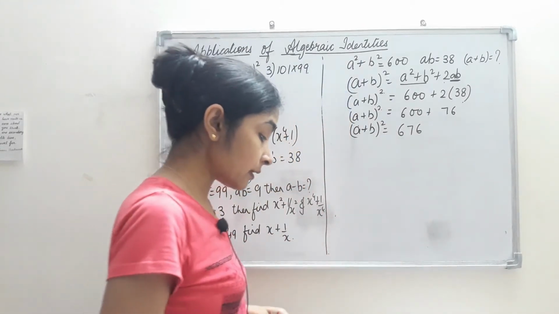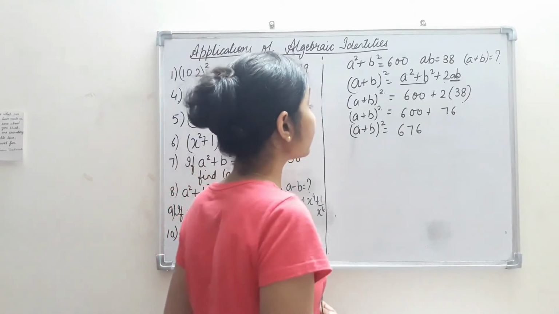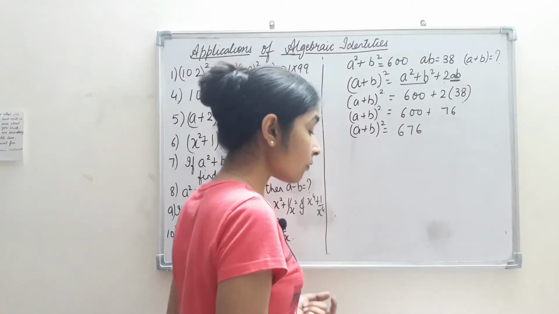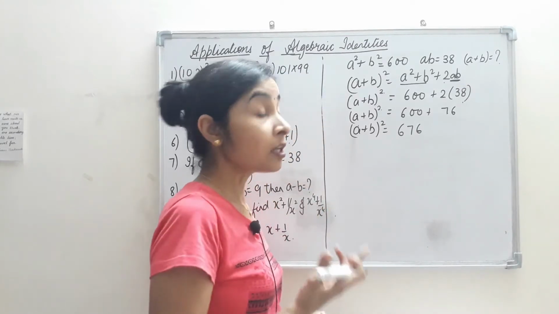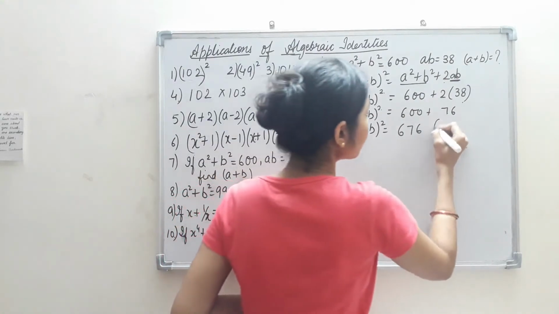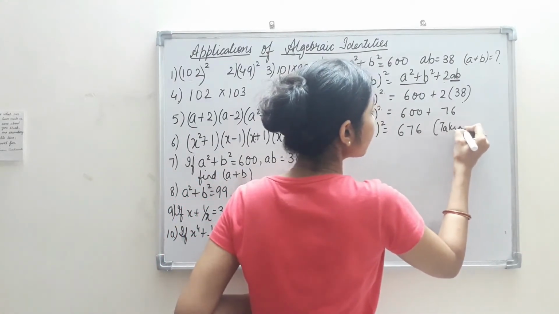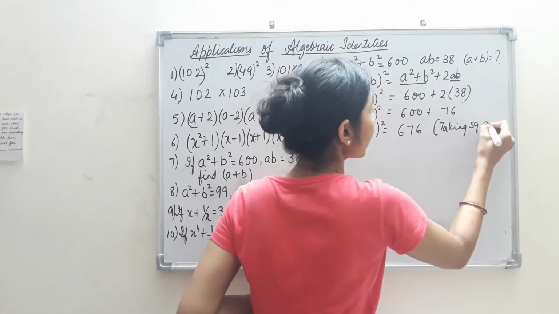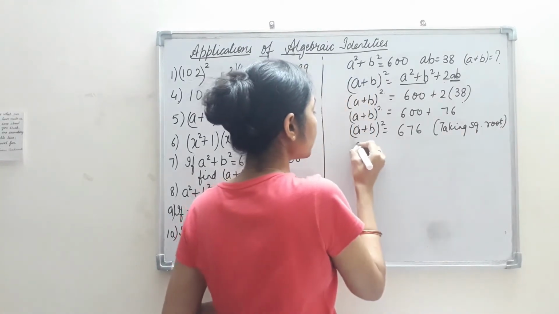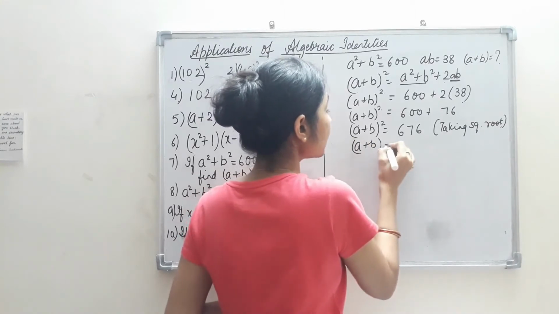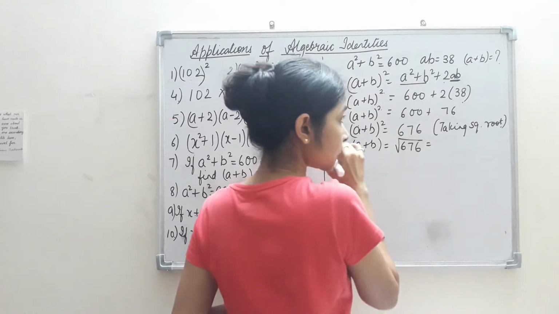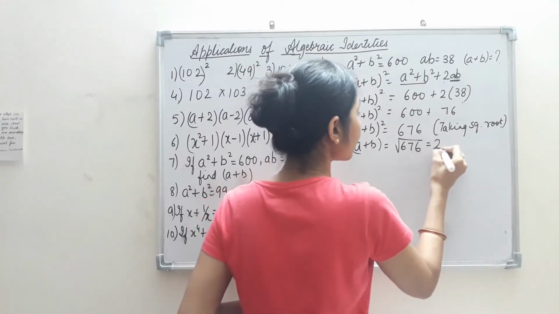Now 676 when we are getting, what should we do here? It is equal to the square of a plus b. We need to find the value of a plus b. So what will we do? Taking square root on both sides. When we take square root on both sides, what do we get? a plus b is equal to square root of 676, and 676 is the square of 26.